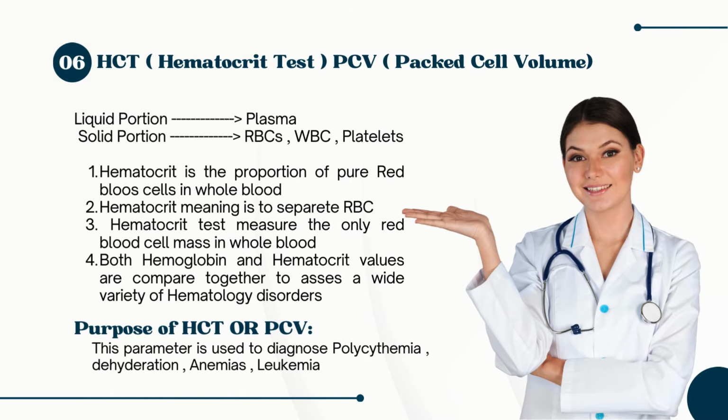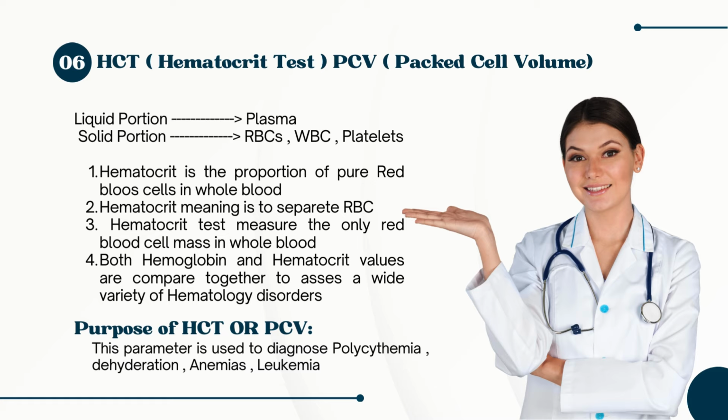Number 6. HCT, hematocrit test, or PCV, packed cell volume. Liquid portion, plasma. Solid portion, RBCs, WBC, platelets. Number 1. Hematocrit is the proportion of pure red blood cells in whole blood. Number 2. Hematocrit means to separate RBC. Number 3. Hematocrit test measures only the red blood cell mass in whole blood. Number 4. Both hemoglobin and hematocrit values are compared together to assess a wide variety of hematology disorders.